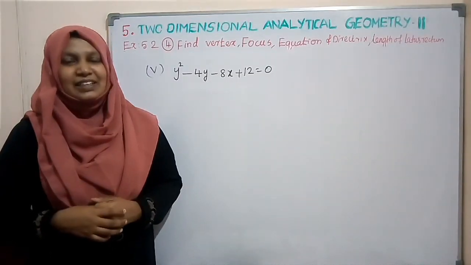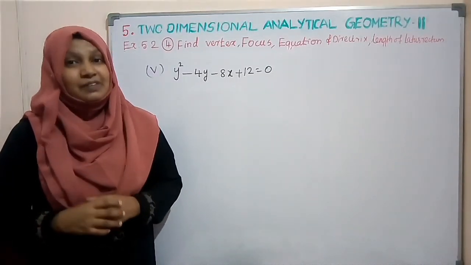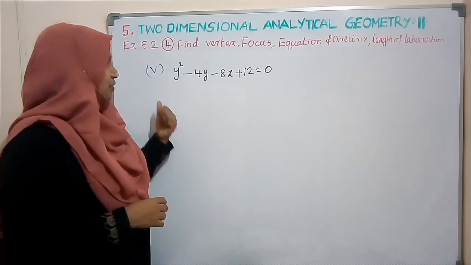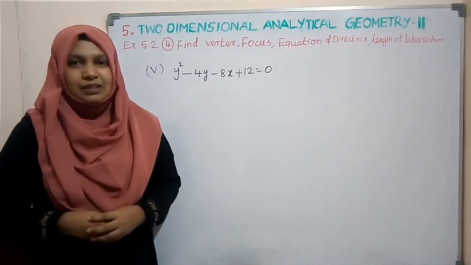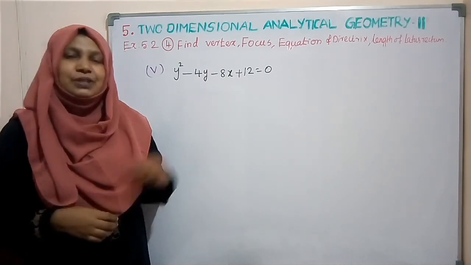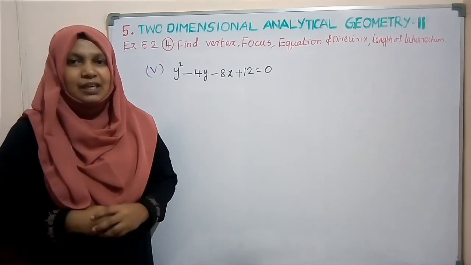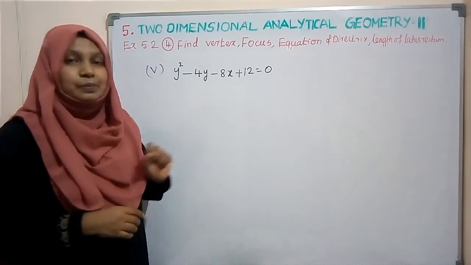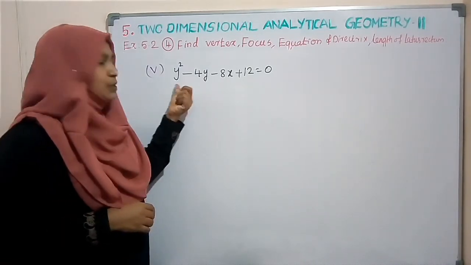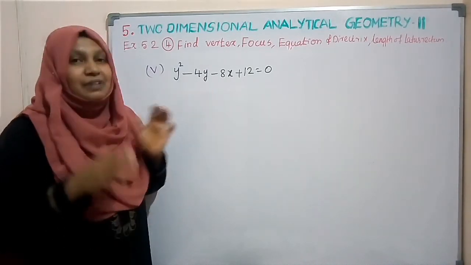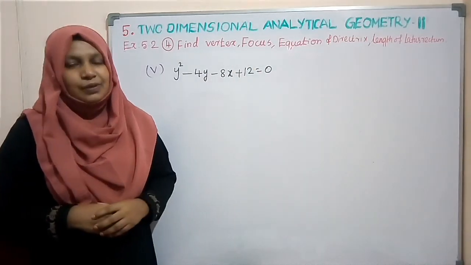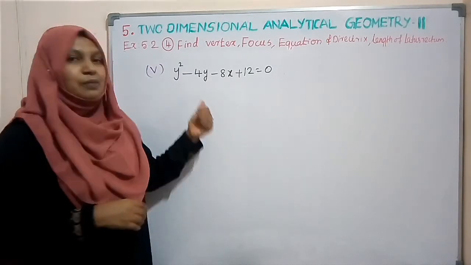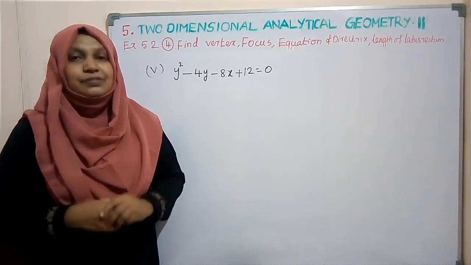Students, here we can conclude our session. Today you have one homework sum, that is subdivision number 5: y square minus 4y minus 8x plus 12. So refer to subdivision 4 and you can easily do the sum. And when you do the perfect square, keep y square and minus 4y on the left side and take these two terms to the right side. Okay. And then make this y square minus 4y a perfect square.